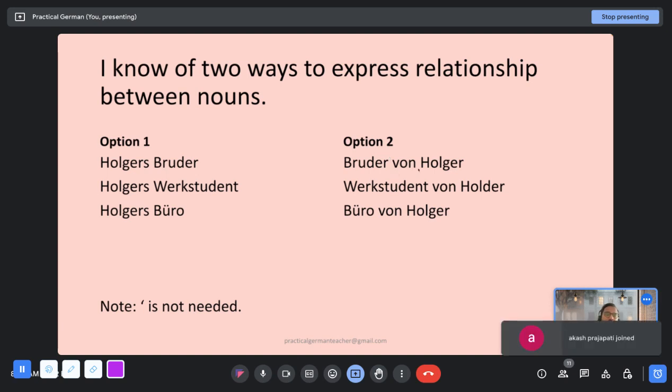Okay, questions. This is how you talk about the relationship between two nouns. There are many ways, but these are two simple ways.